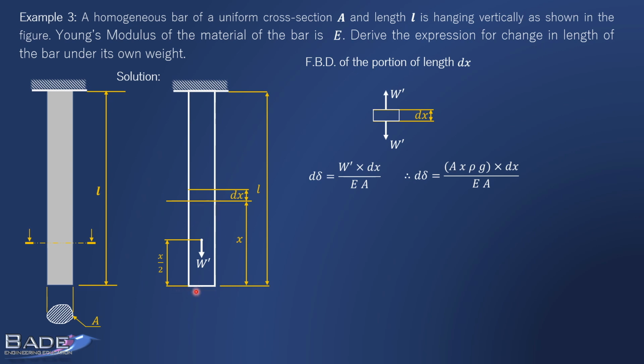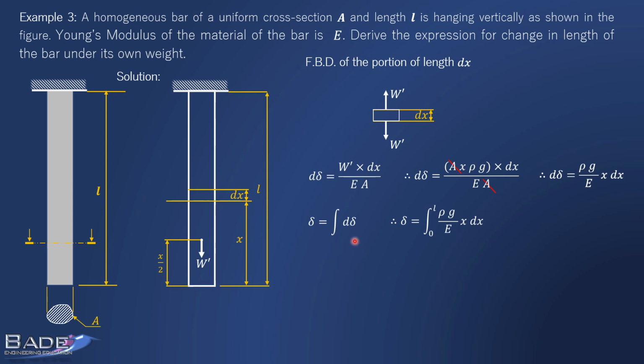And what is volume of this portion? Cross-sectional area into x, that is the volume of this portion. Volume into weight per unit volume, that is weight. So this bracket is nothing but W dash, weight of this portion. Be sure you have understood this. Now area will get cancelled. So d delta is equal to rho G by E, x into dx.